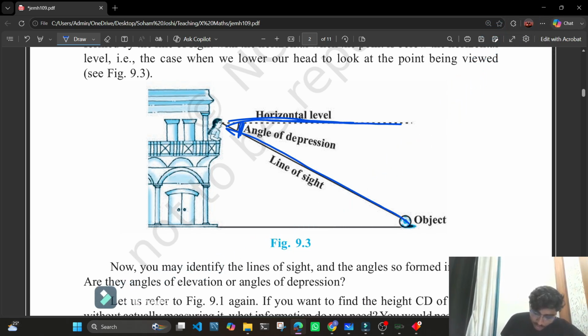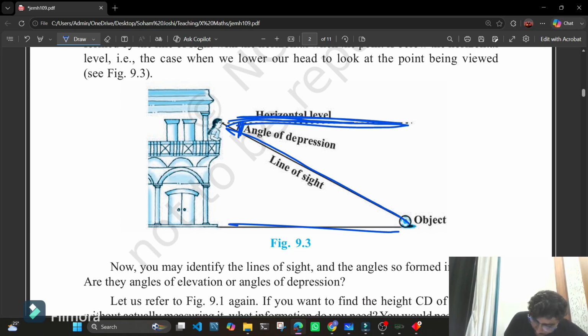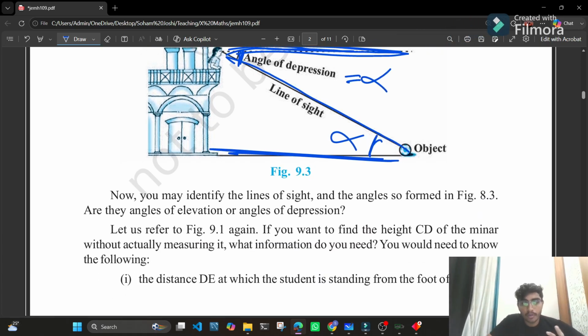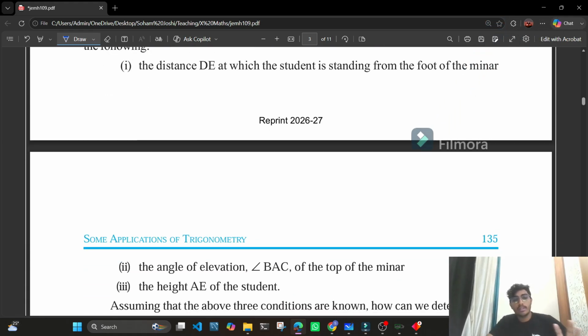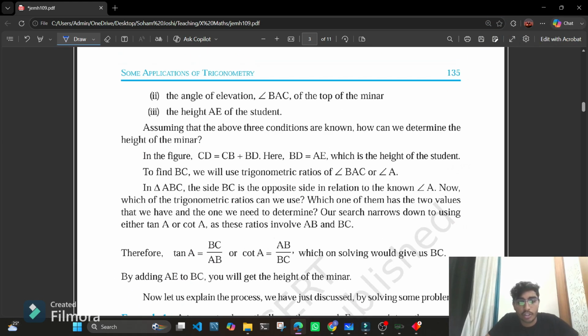One more thing you can notice here is that the horizontal level and the ground level are parallel to each other. Therefore, if the angle of depression over here is alpha, this angle would also be alpha. We will use this concept in some of the questions.